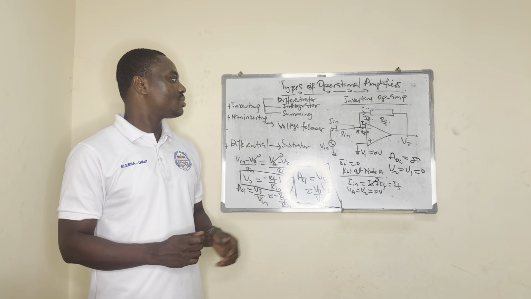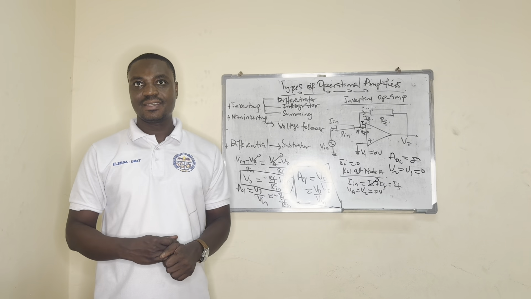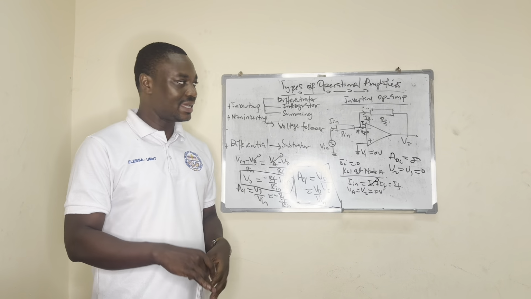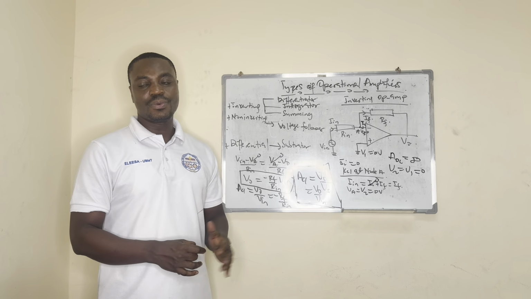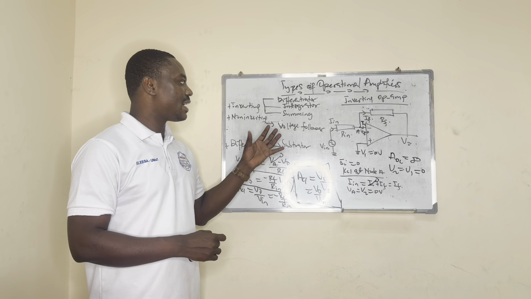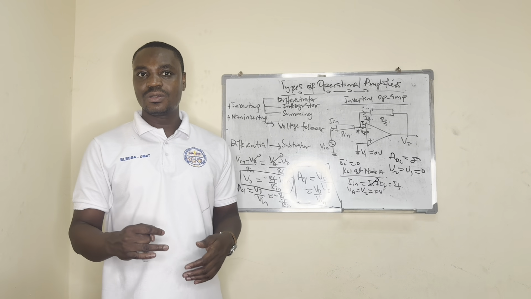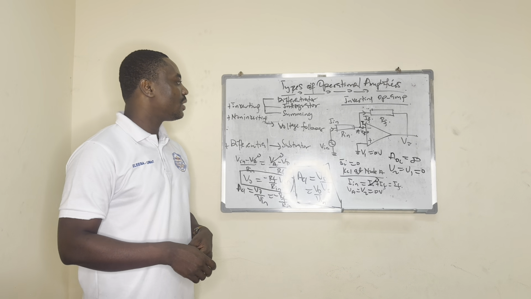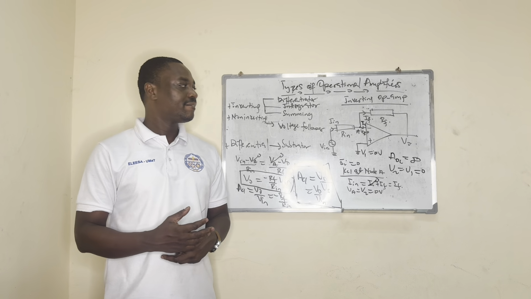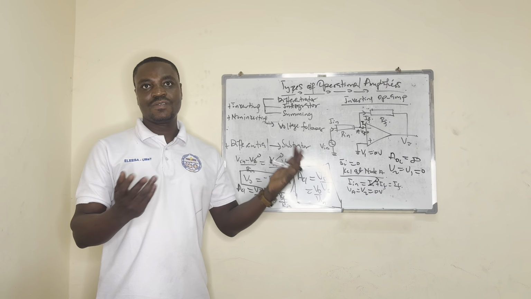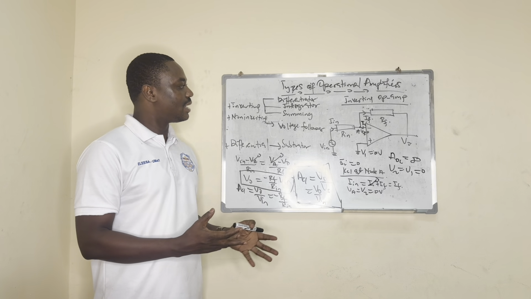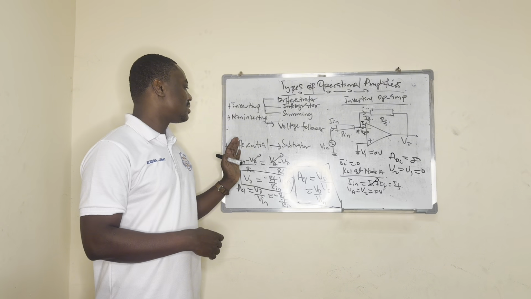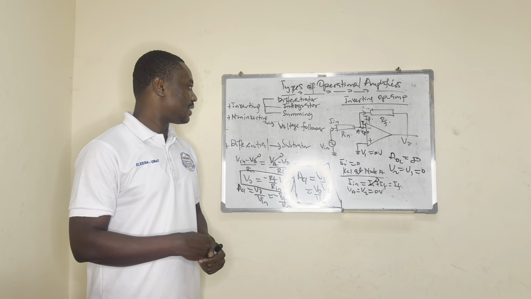Today we'll be talking about the types of operational amplifiers, and the type of an operational amplifier depends on the intended purpose of the operational amplifier. If we design an operational amplifier to perform addition, we call it a summer or summing operational amplifier. If you design one to differentiate an input signal, we refer to it as a differentiator. We have an integrator, then non-inverting and differential as well.